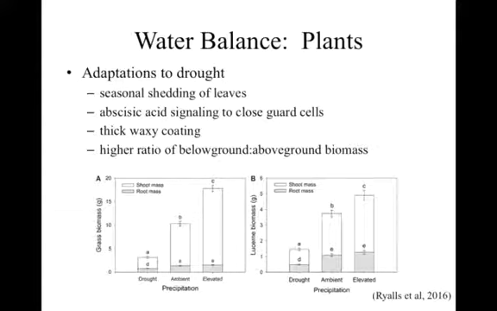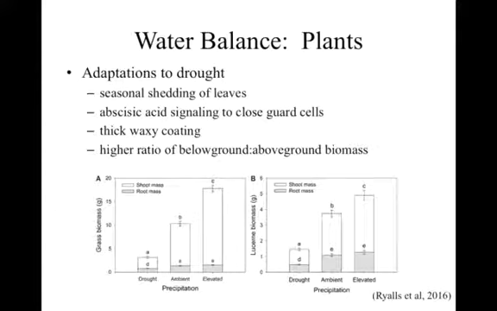There can also be abscisic acid signaling that tells the guard cells to close when they're under periods of drought, and that again lowers transpiration. Plants can also have a very thick waxy coating that helps to prevent loss of water, not through the stomates, just through the cells in general. And then the final thing that plants can do, they can have a higher ratio of below ground to above ground biomass. And you actually see that in the figures below.